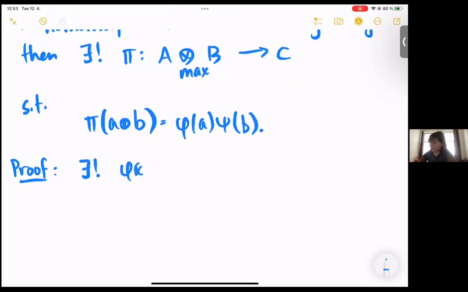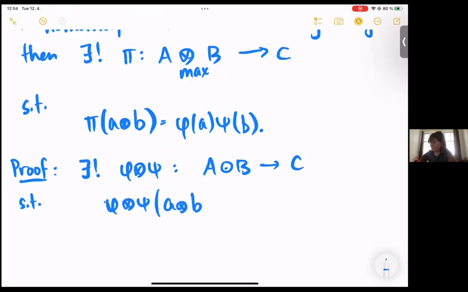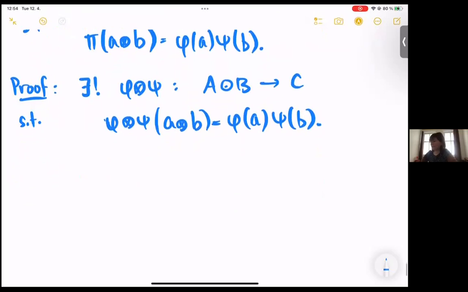Okay, so we know that there exists a unique map on the algebraic tensor product into C because phi and psi have commuting images in C, and this satisfies phi tensor psi of A tensor B is phi A psi B. And we'd use a fun little trick here.